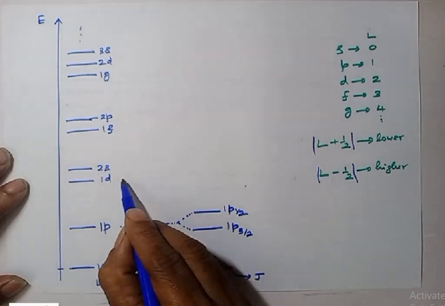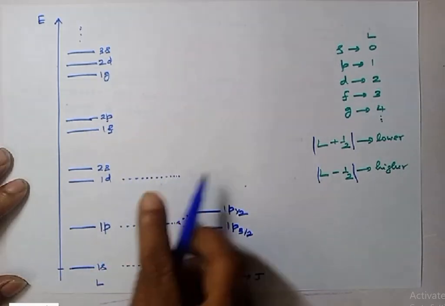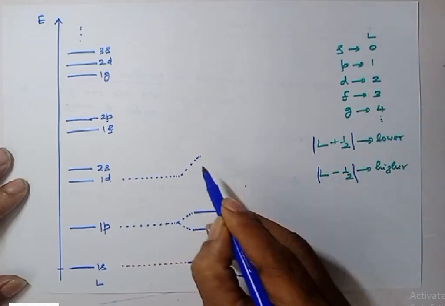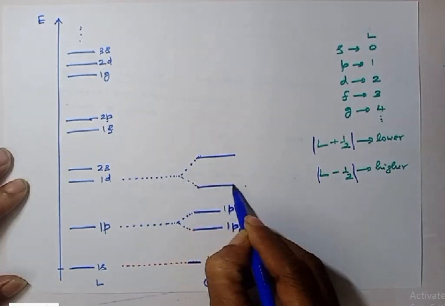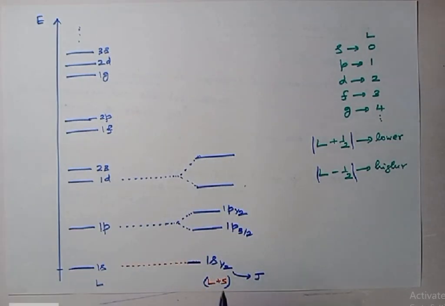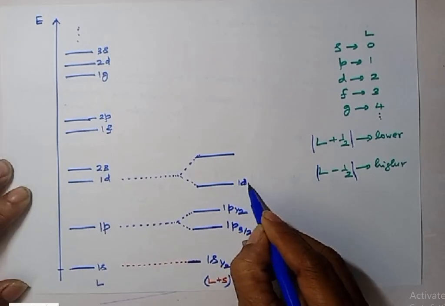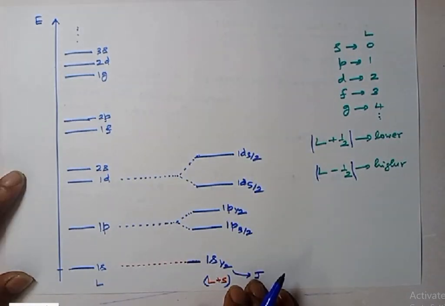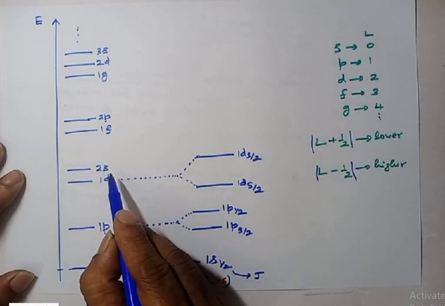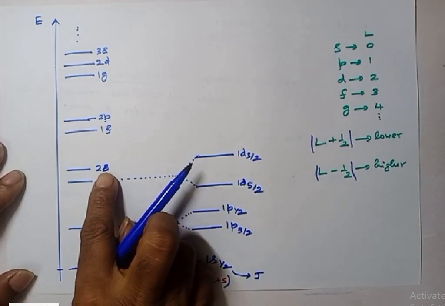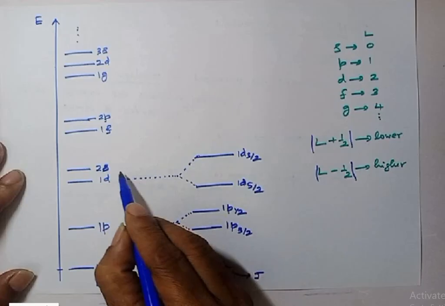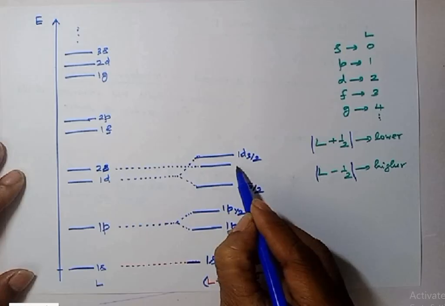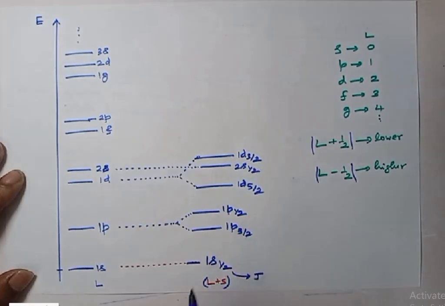Then what about the 1D? For D, L equal to 2. So it will split into two levels. What are the two levels? Can anyone tell me? For D, we get 1D 5 by 2 with lower energy and 1D 3 by 2 with higher energy. L value is 2 for D. What about 2S? You know very well. For S subshell, L value is 0. Therefore, S subshell never splits. It remains as such, so 2S 1 by 2 remains as such.